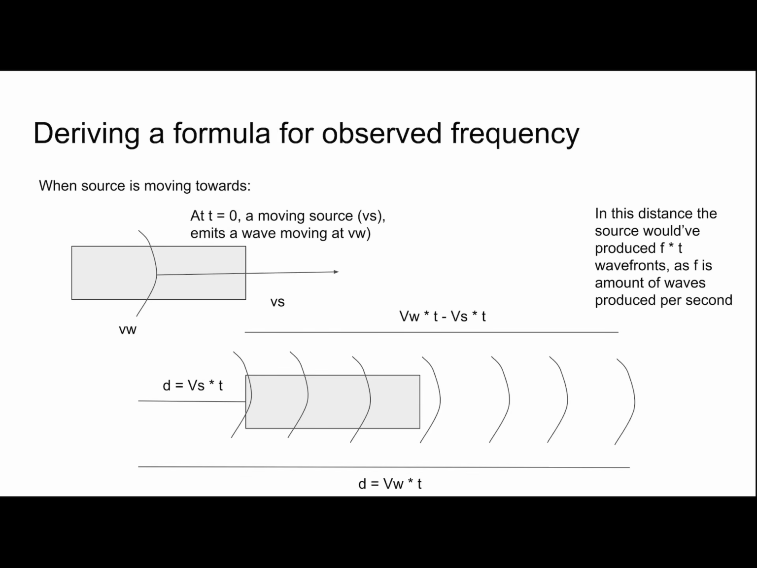In this case, our big distance here is the total distance traveled by the wave, and our source would have also traveled some distance. The distance in between would be the distance traveled by the wave minus the distance traveled by the source, and this is the distance that the same number of wavefronts are now concentrated in. So therefore, our observed wavelength will be lower, and hence our observed frequency will increase.